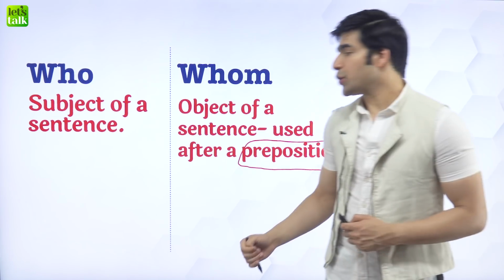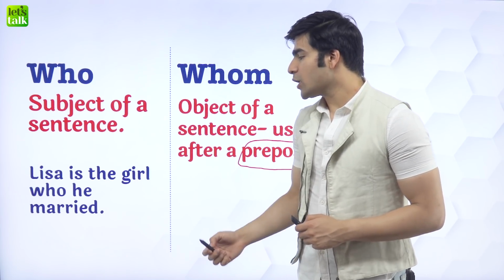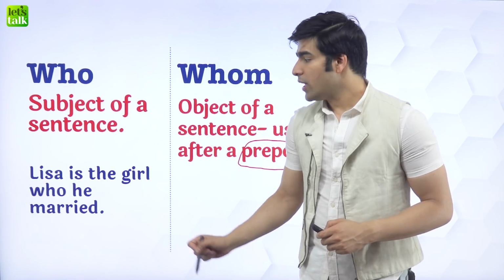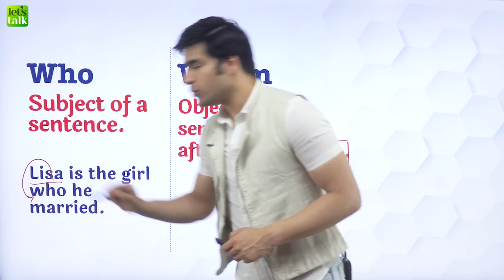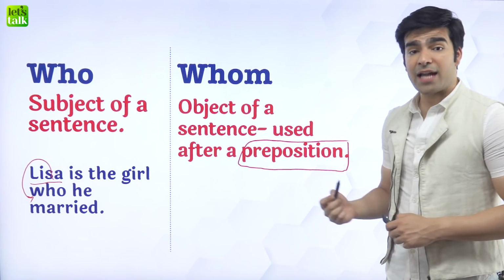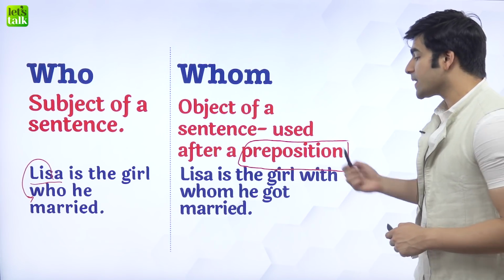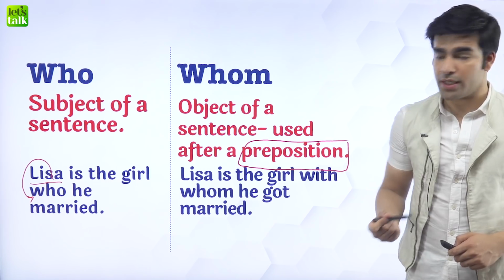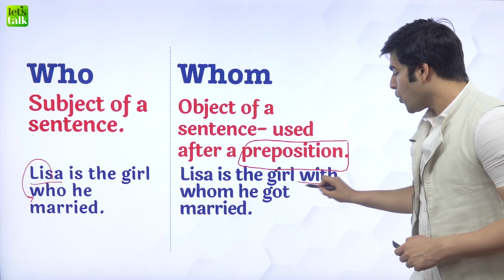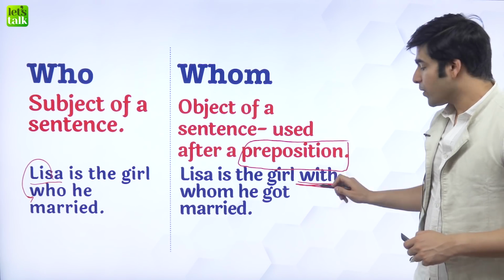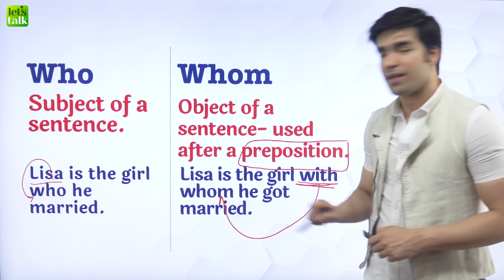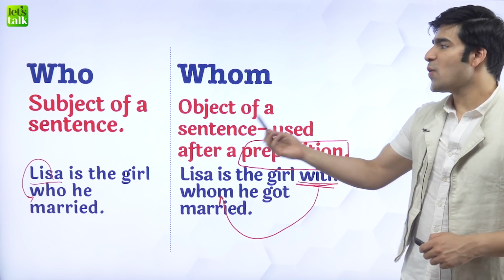Let's see how we use who. Lisa is the girl who he married. So, Lisa is the subject, and with this subject, we are using who. On the other hand, for whom: Lisa is the girl with whom he got married. The word with is the preposition here, and with this, we are using whom. This was about who and whom.